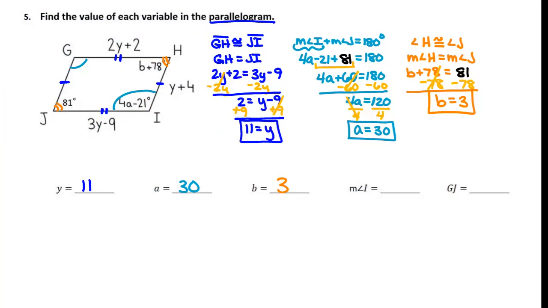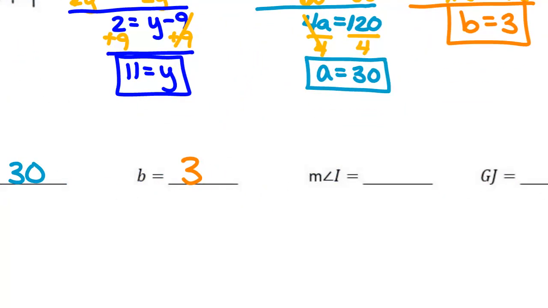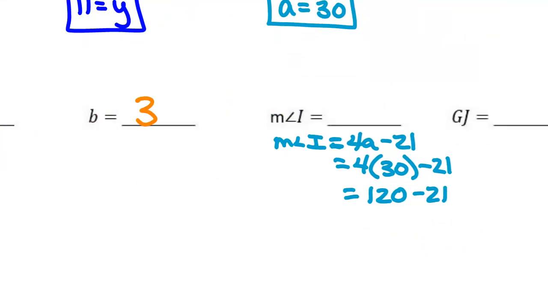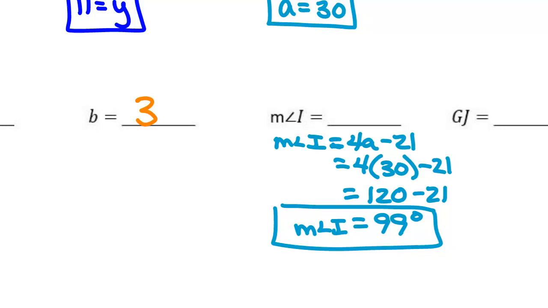All right, we still need to find the measurement of angle I and the measurement of segment GJ. Well, measurement of angle I, 4A minus 21. And we figured out earlier that A was how big? 30. So I have 4 times 30 minus 21. 4 times 30 is 120. 120 minus 21 is 99. So the measurement of angle I is 99 degrees.